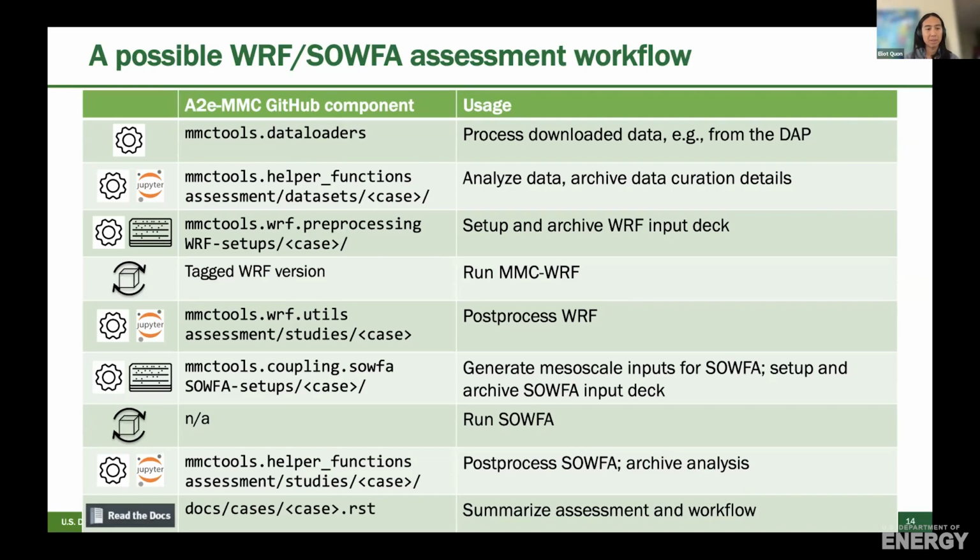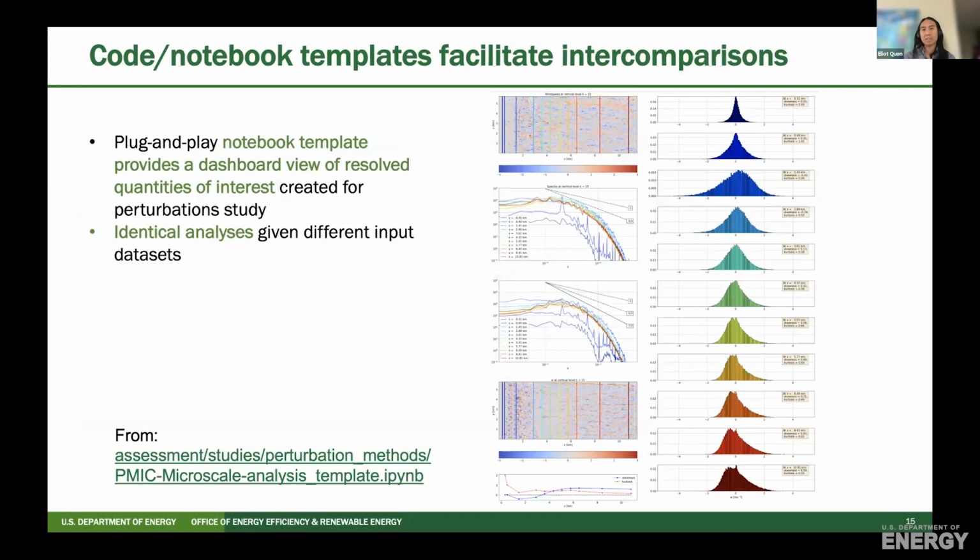And then one thing I really want to highlight, since we are interested in assessment of physics as well as our meso-micro coupling capabilities, is the effort that Jeff's leading. We spent a lot of time building a template to facilitate intercomparisons. So we have this plug and play template that gives you a dashboard of how a turbulent flow is developing as you move from left to right from the inlet, what the fetch looks like. You can see the development of the variance and other turbulence properties such as skewness as you progress downstream. So this automates the plotting of all of these spectra and statistical analyses.